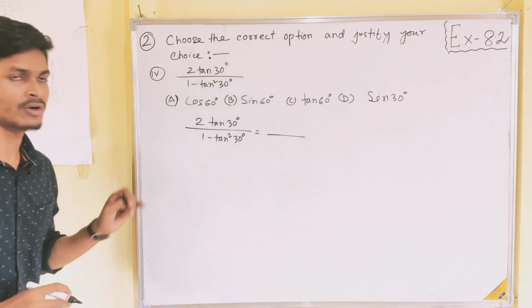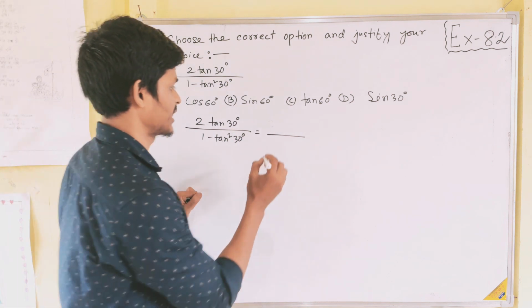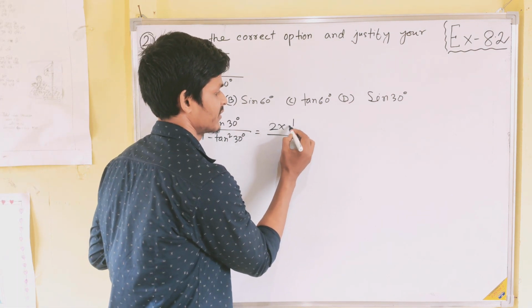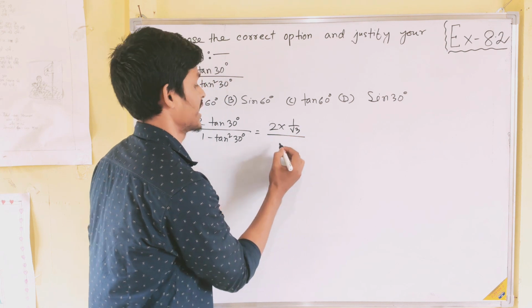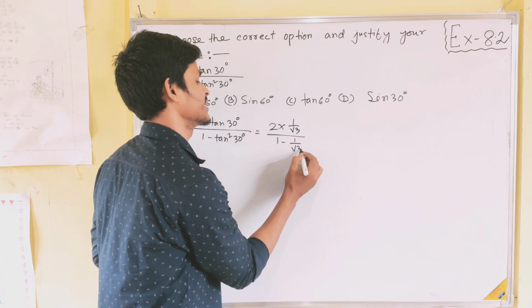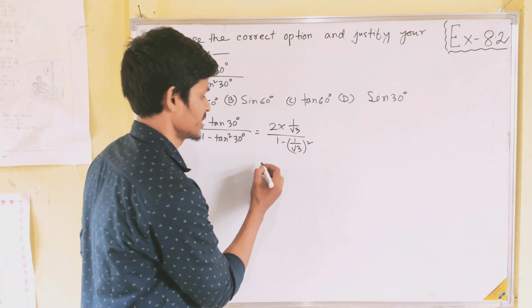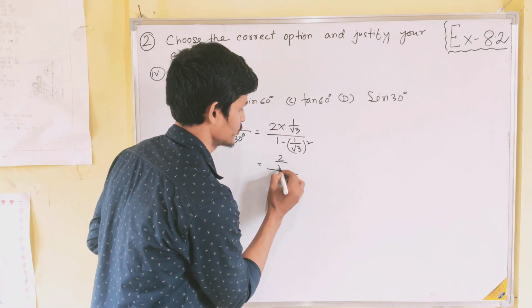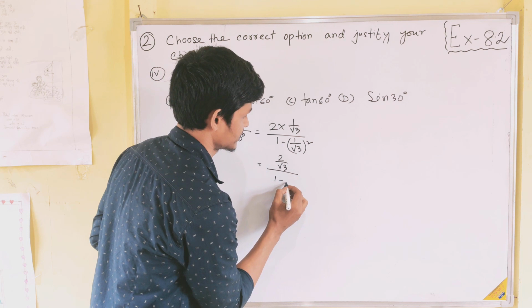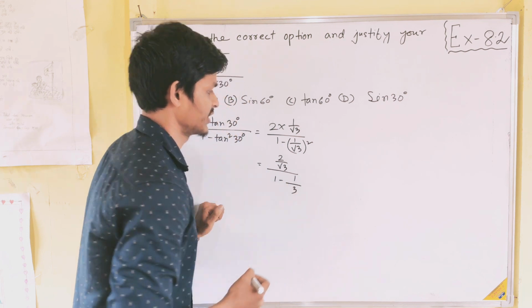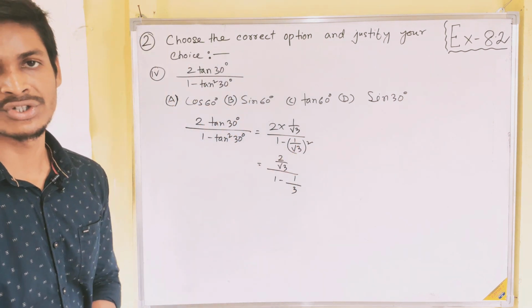Here you put the value of tan 30. The ratio of tan 30 is 1 by root 3, and 1 minus tan square is 1 minus (1 by root 3) square, because tan 30 is 1 by root 3. So here you get 2 by root 3 and 1 minus 1 by 3, because 1 square is 1 and root 3 square is 3.